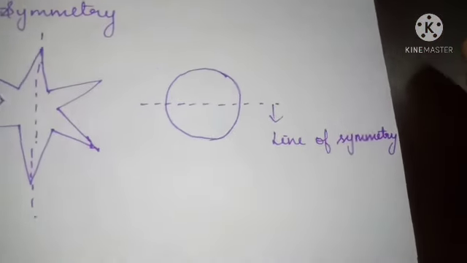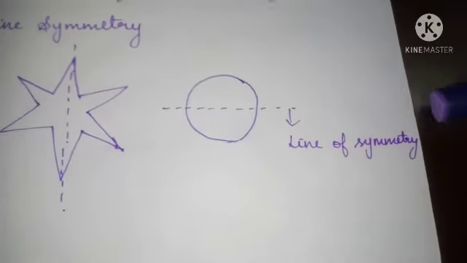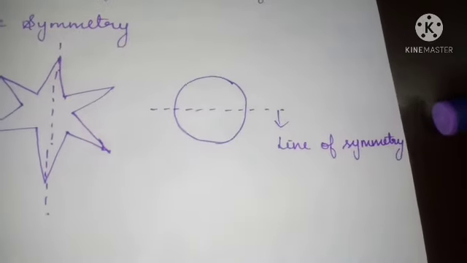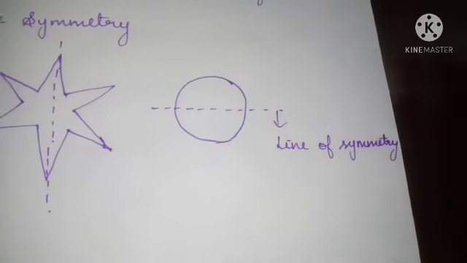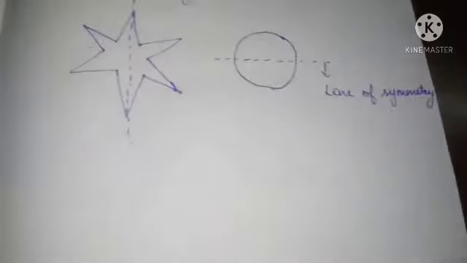There are many types of symmetry. The first one is line symmetry. In line symmetry, we can find the number of lines for a figure. How many lines you can put and separate this given diagram. There are many things that we are going to discuss now.